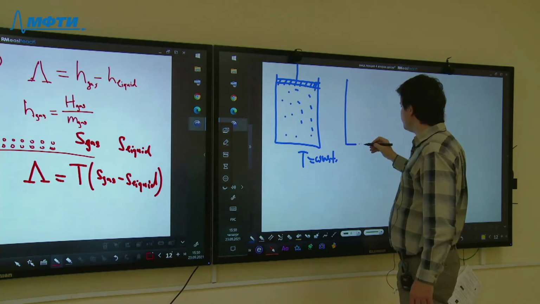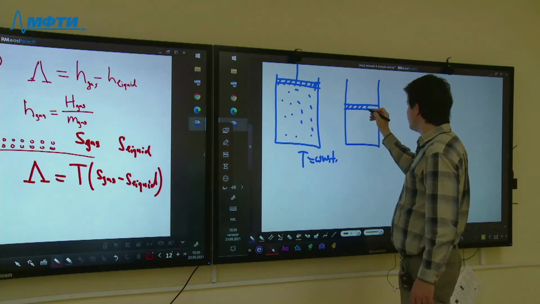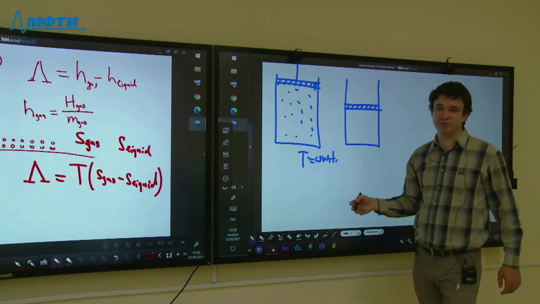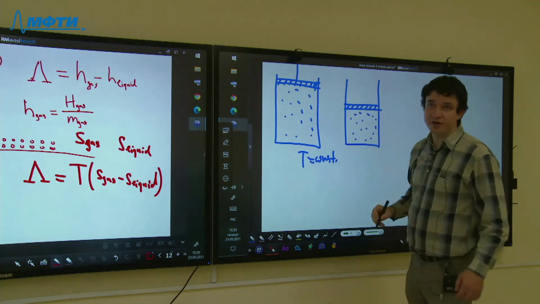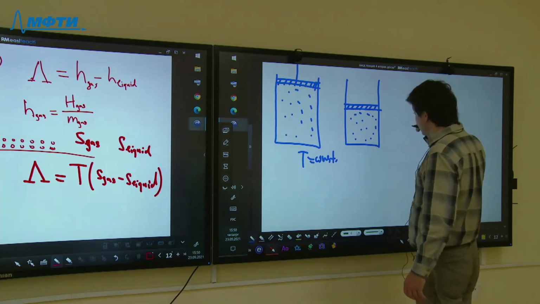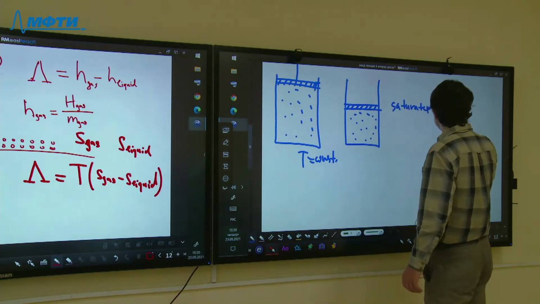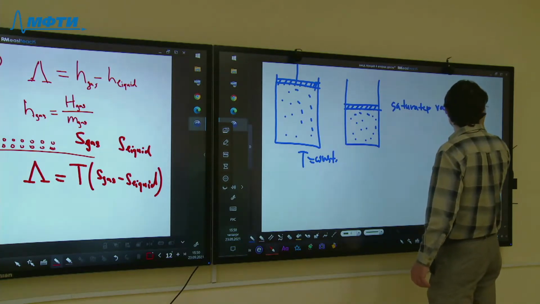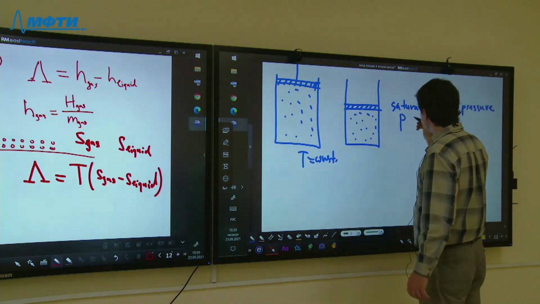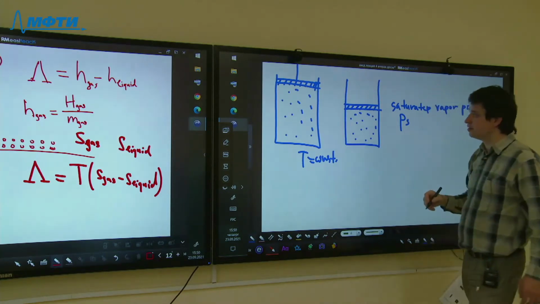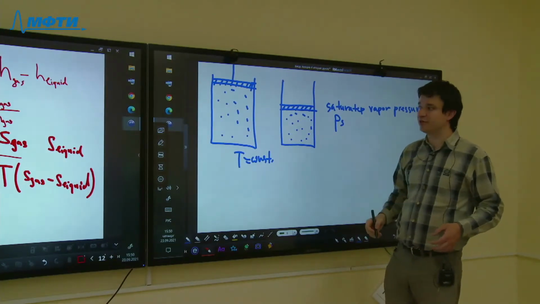You would be able to decrease volume to some extent. And with the decrease of volume at a constant temperature, the pressure of the gas would increase until it reaches some threshold value, which is called saturated vapor pressure, P_S. So you wouldn't be able to increase the pressure of the gas beyond the saturated pressure level.